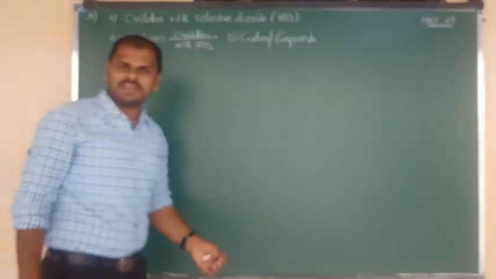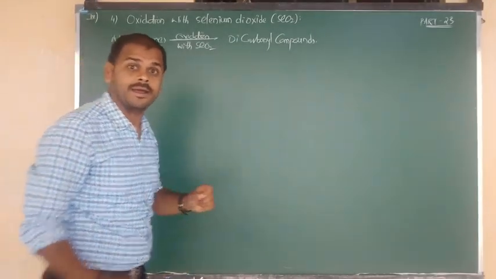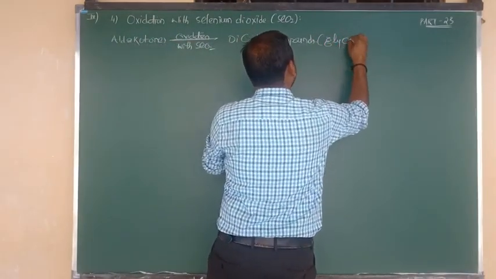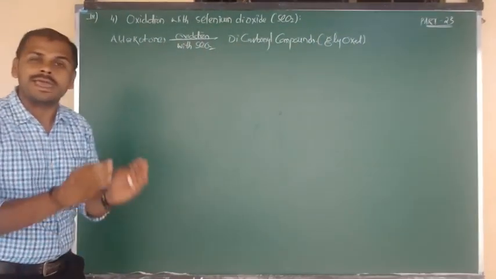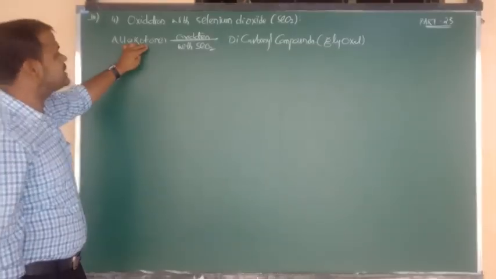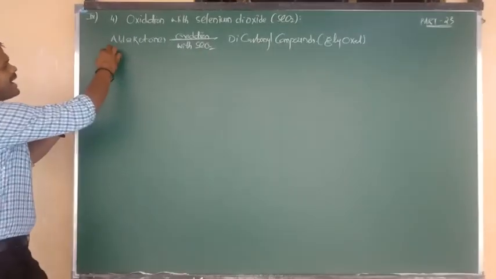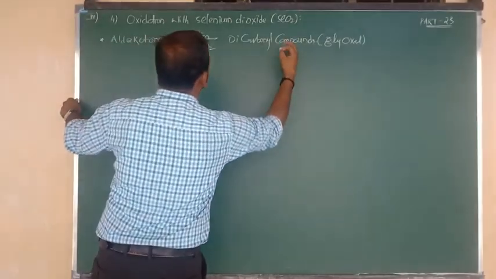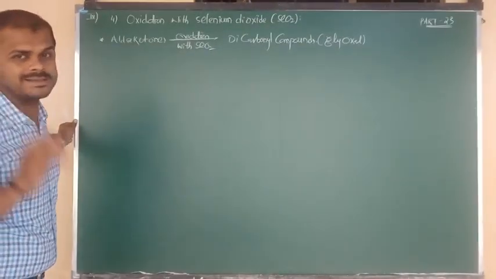We can say that two C double bond O groups are formed. Another name of this compound is glyoxal. So glyoxals, and also we can say dicarbonyl compounds. Such products we get upon oxidation of aldehydes and ketones with selenium dioxide: the product is dicarbonyl compounds, or glyoxals.